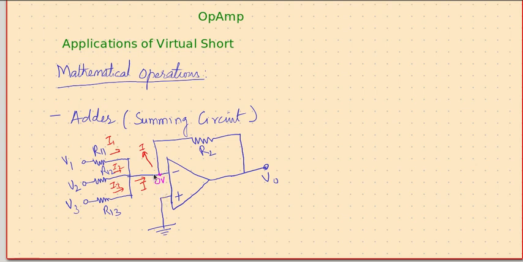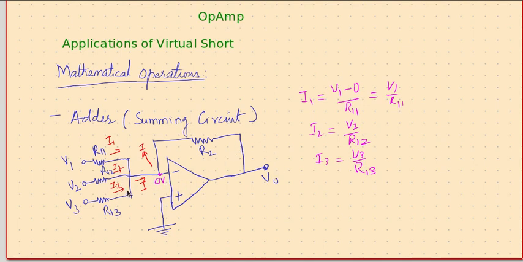Now when this is 0 volt, then we have three resistors here. All three resistors, one end is connected to 0 volt, whereas the other end is connected to some voltage sources, and because of this potential difference there will be currents flowing. So the currents will be, I1 will be equal to V1 minus 0 by R11, that is V1 by R11. I2, same case, V2 by R12, and I3 will be V3 by R13.